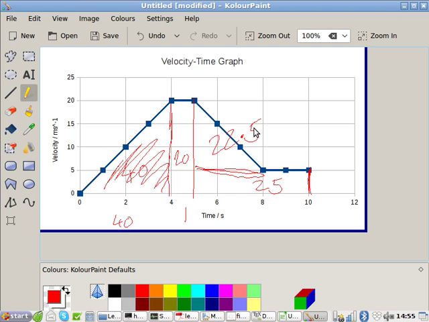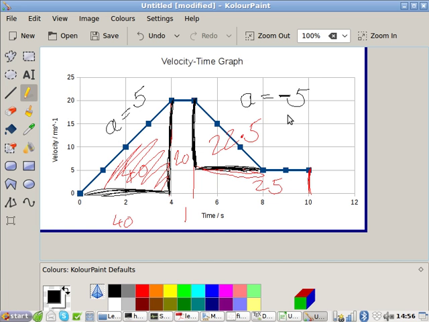Right, the last part now is the acceleration. So here it's the height. What's the height? 20 divided by 4, so the acceleration is 5 meters per second squared. And this one here, the height is 15 divided by 3. It's 5. And in this case here it's minus 5 then. You've probably seen this before, haven't you?